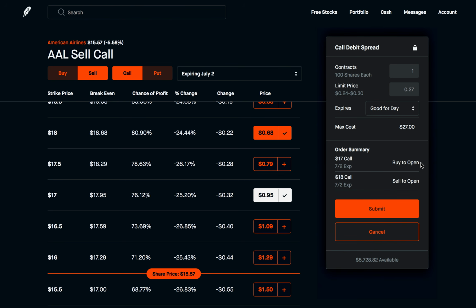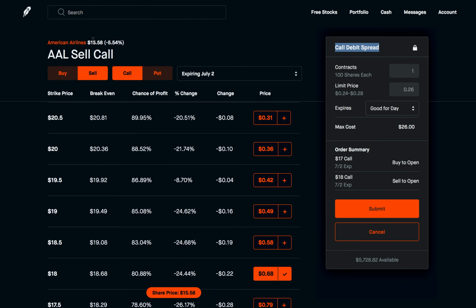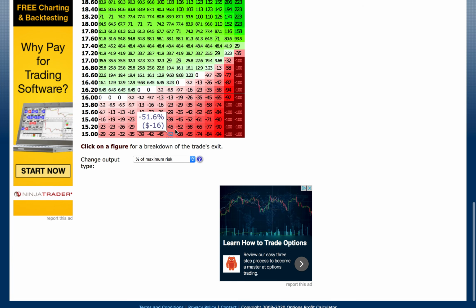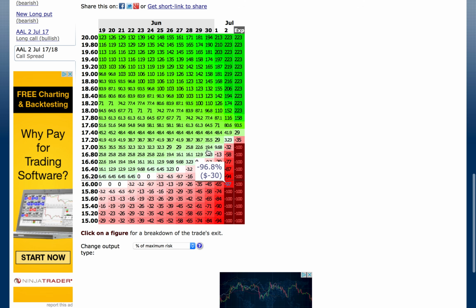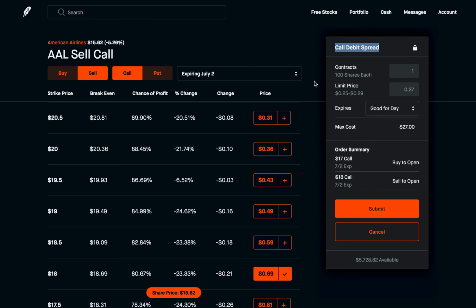As you can see, we're going to buy to open a call at a $17 strike price, and then we're going to sell to open a call at an $18 strike price. And then you would submit, and you would successfully have a call debit spread on American Airlines. And if at any time the price of American Airlines changes, you can jump over here, type this in, and look at the graph to understand where the price might be heading, depending on what day it is and whether the share price is changing or not. So I hope that makes sense to you guys.